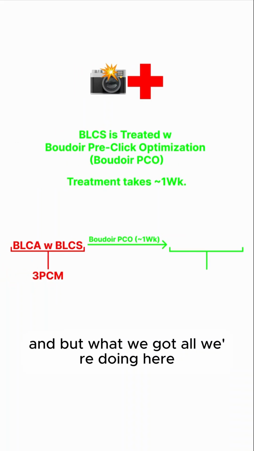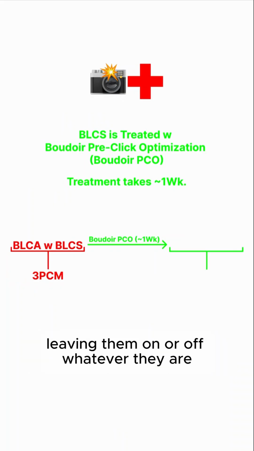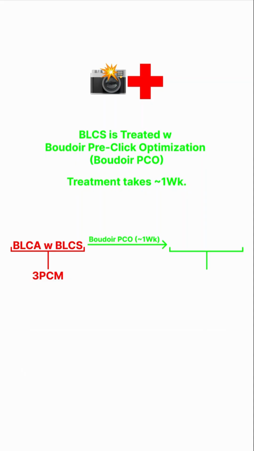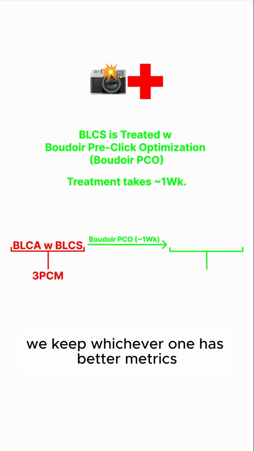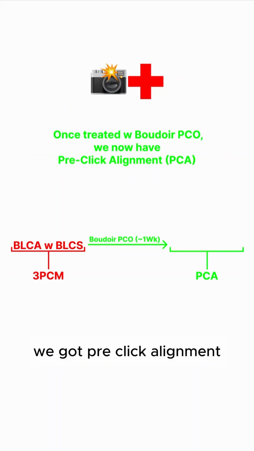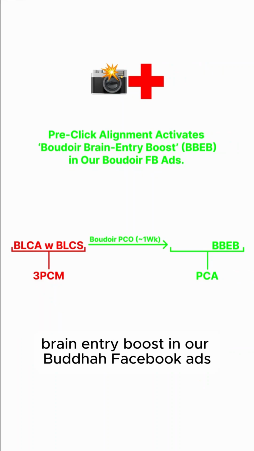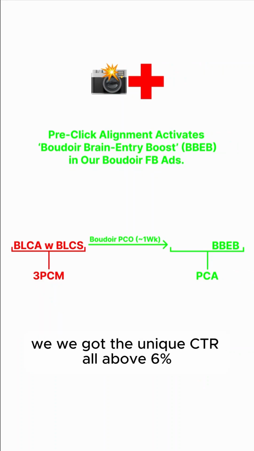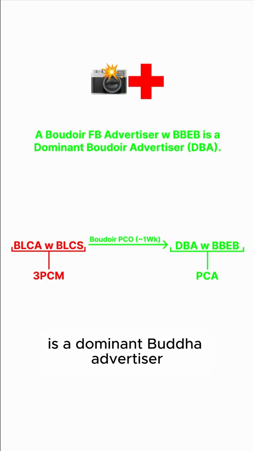And with Boudoir Pico, all we're doing is duplicating the current ads, leaving them on or off, whatever they are, and we treat the duplicated ad. So we don't touch the original, we treat the duplicated ad for a week. At the end of the week, we keep whichever one has better metrics. Now, once treated with Boudoir Pico, we now have pre-click alignment, PCA. So we get rid of the three pre-click mistakes, and we've got pre-click alignment. And pre-click alignment activates Boudoir brain entry boost in our Boudoir Facebook ads. Basically, we've got the unique CTR all above 6%. And a Boudoir Facebook advertiser with Boudoir brain entry boost is a dominant Boudoir advertiser, a DBA.